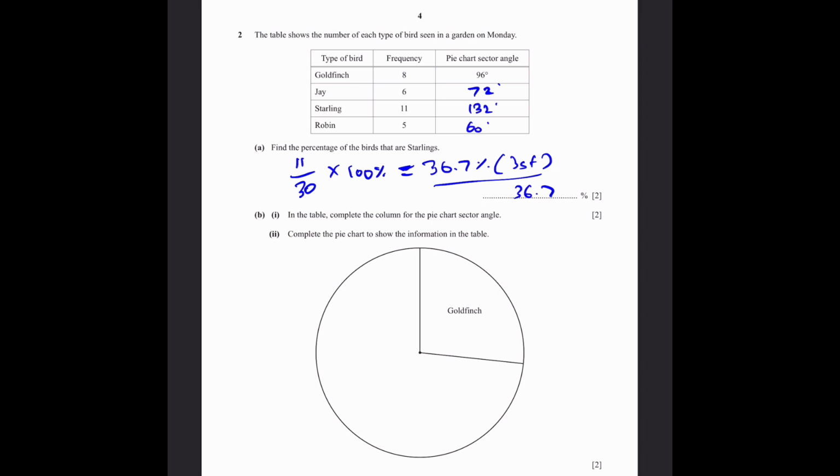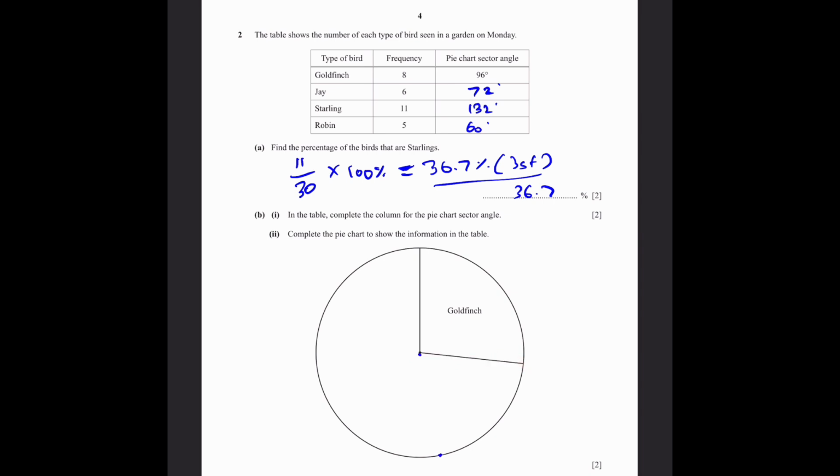Part 2. Complete the pie chart to show the information in the table. Well, I do not have an actual protractor with me right now, but then I can show you how you're supposed to do this. So the goldfinch has already been labeled 96 degrees here. Now for the J, it's 72 degrees. So we place a protractor such that the horizontal line at the bottom, which is marked by the protractor, is lined up with this. And then we mark where 72 degrees is going to be. It'll be around here.